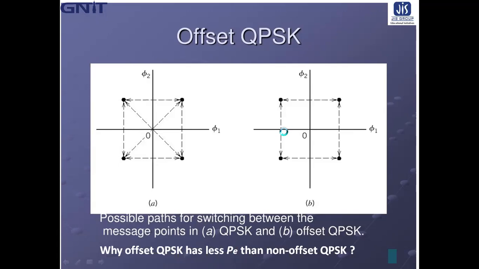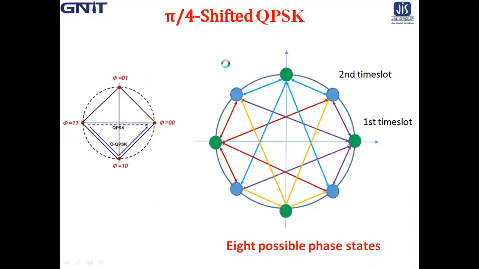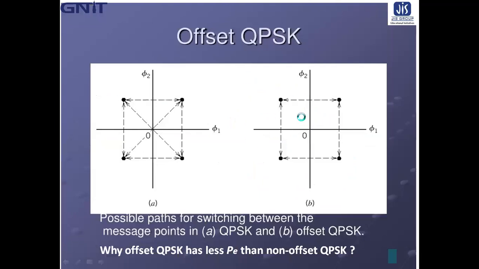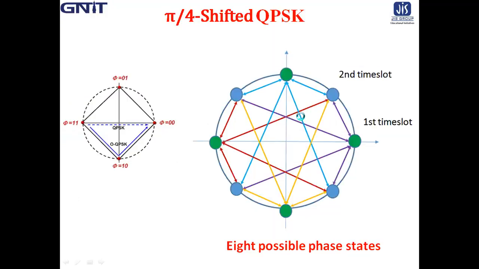Next is the pi by 4 shifted QPSK. An ordinary QPSK signal may reside in either one of two commonly used constellation diagrams, which is basically a square constellation diagram shown in the earlier slide. See, in this slide, it's a square constellation diagram, or even this form, the pi by 4 shifted QPSK.